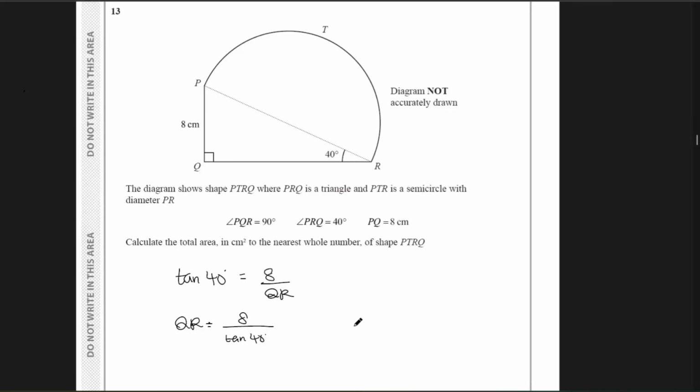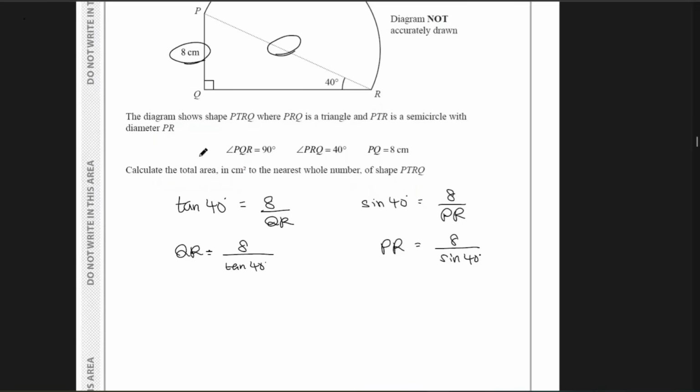We can do the same for PR. PR is the hypotenuse. We can use the opposite side and hypotenuse, meaning we can use the sine ratio. Sine 40 degrees is equal to the opposite side 8 over the hypotenuse PR. Therefore, PR is equal to 8 over sine 40. So we have an expression for PR and we have one for QR as well.